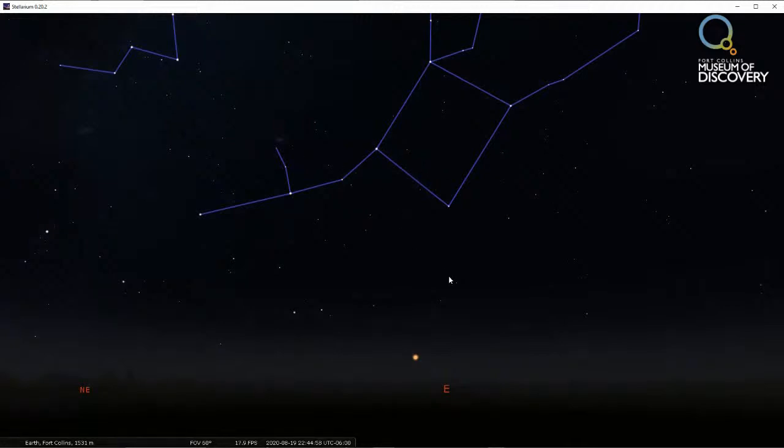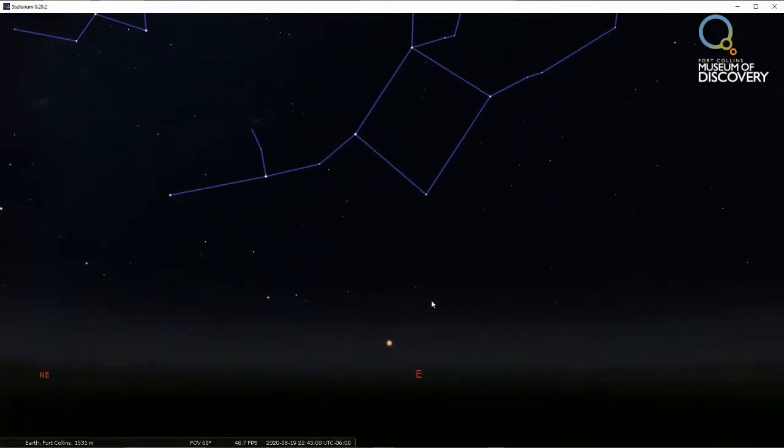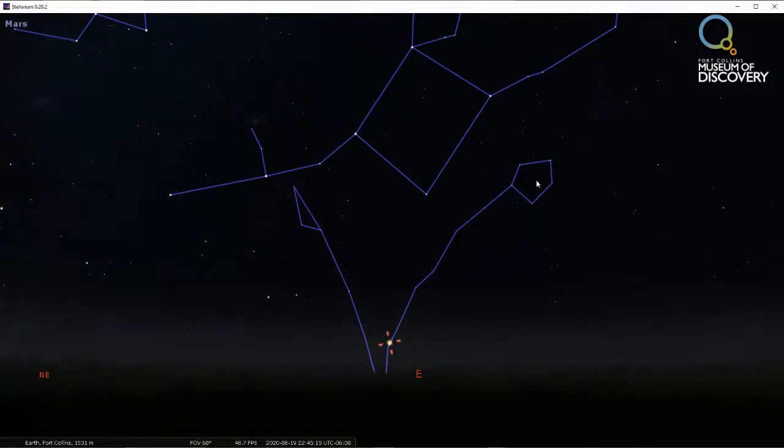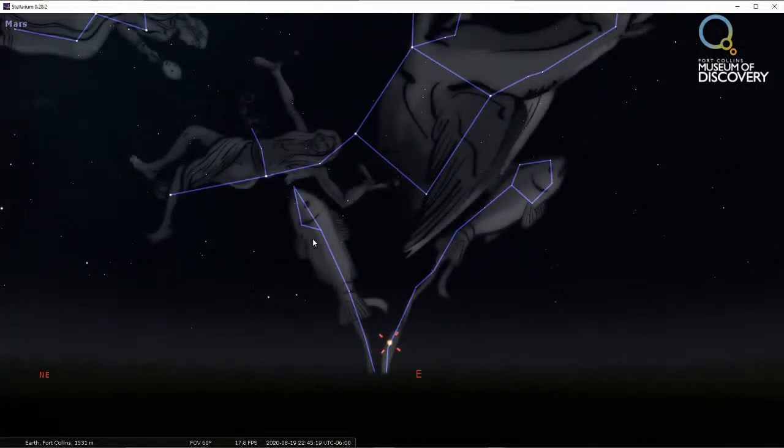And hopefully you see this red star rising above the eastern horizon right here. And of course, this is not a star, but is in fact the planet Mars. You can find it right below the Great Square of Pegasus. And it is currently located in the constellation of Pisces, the fish.